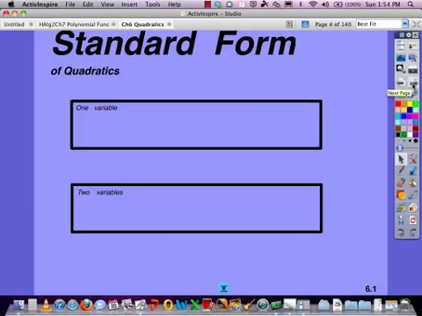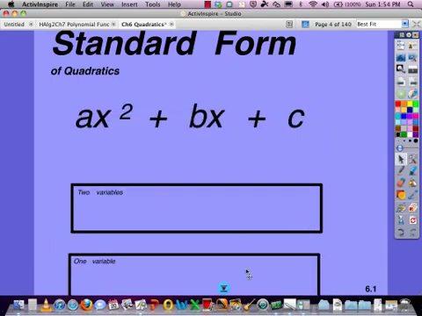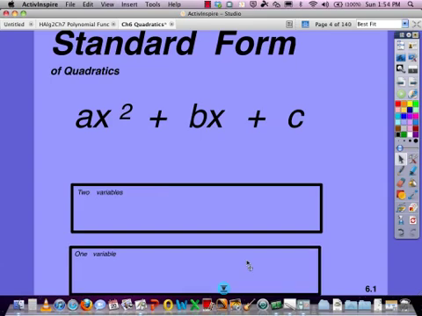What is a quadratic? Definition of quadratic was anything whose variable is not larger than a 2, meaning a squared. So if we're talking about a quadratic, and most of ours are going to be in one variable, then we will be talking about something that looks like this: ax squared plus bx plus c.